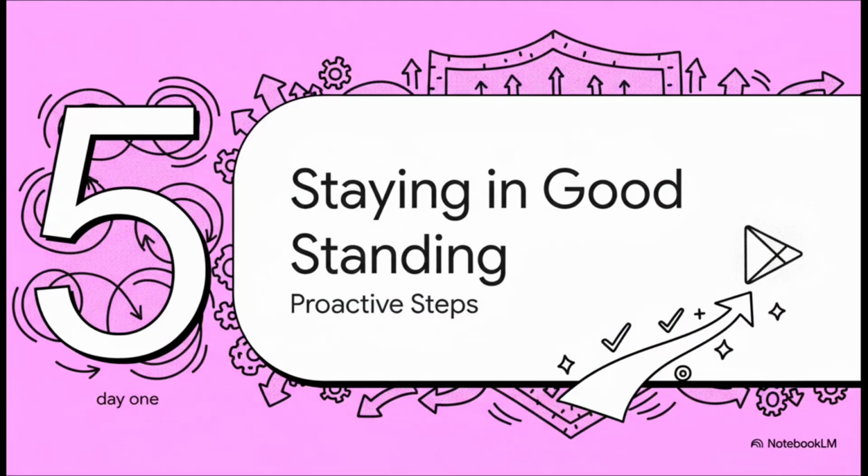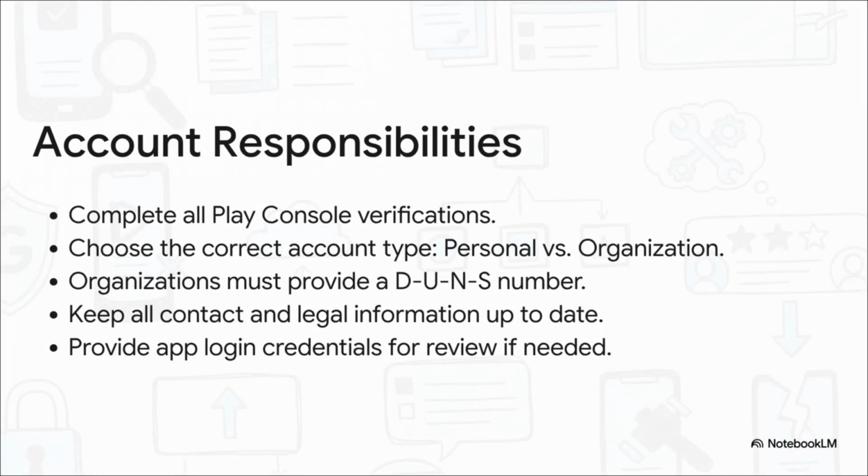Of course, the absolute best way to deal with a violation is to not get one in the first place, right? So for this last part, let's talk about the proactive things you can do to stay in good standing right from day one. It all starts with the basics of your account, just getting your house in order. That means finishing all the verifications and picking the right account type. For example, if you're an organization, you're going to need a DUNS number, which is just a unique code that helps Google verify you're a real business. Keeping all your info current isn't optional, it's essential. Think of this as the foundation for a healthy developer account.